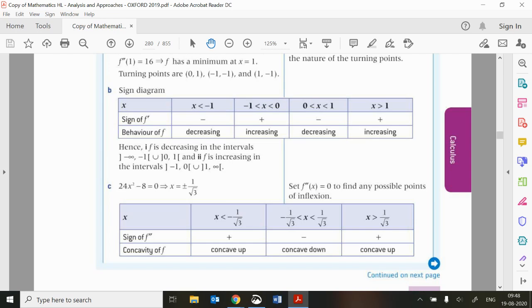Okay, so looking for sign changes for f dash of x is telling us whether we have a decreasing function or an increasing function. Looking for sign changes of f dash dash of x tells us, well, do we have a concave upwards or a concave downwards curve?